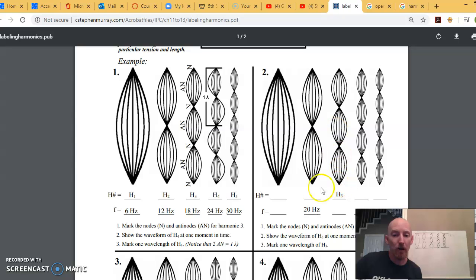Your third harmonic would be 10 times 3, which is 30. Your fourth would be 10 times 4, which is 40. So you get the picture here. You can go back and forth, and it's just a neat little pattern.